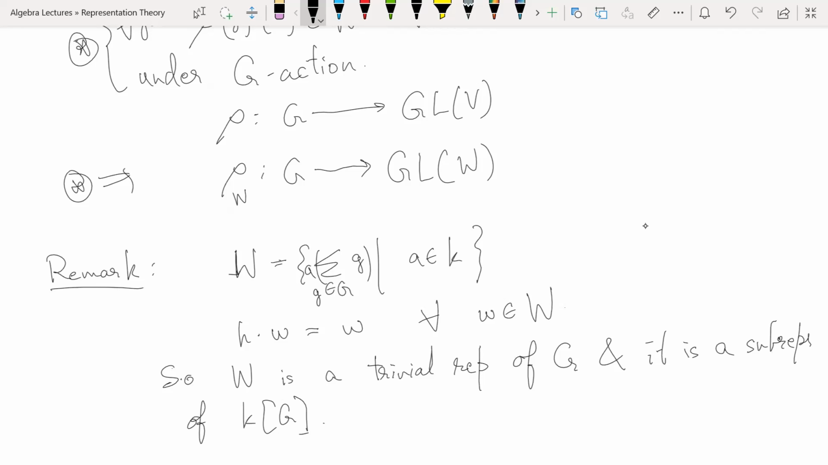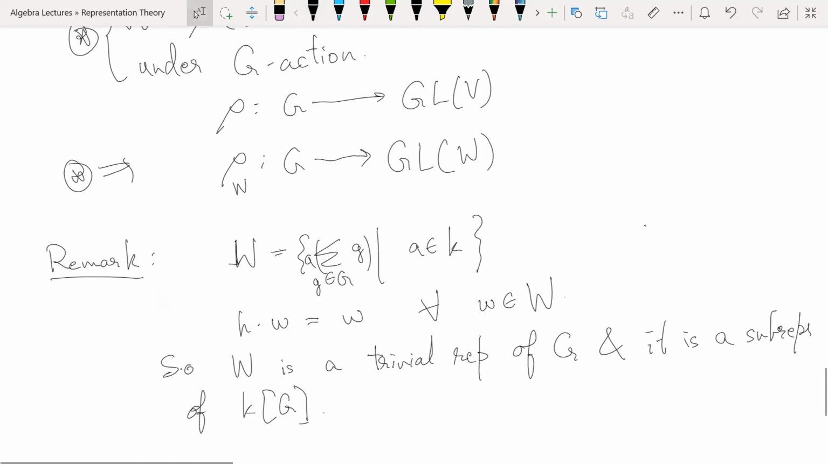Now, okay. Next time we will talk about this: if you are given a subrepresentation, you can always form a complementary representation. This result uses the fact that the field is of characteristic 0. It's not true in general, and then we will go on to discuss irreducible representations and all. Okay. Any questions?